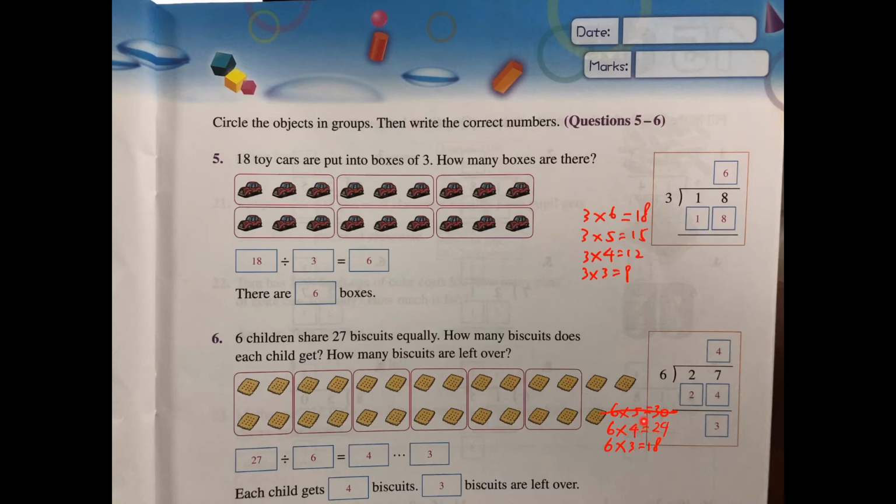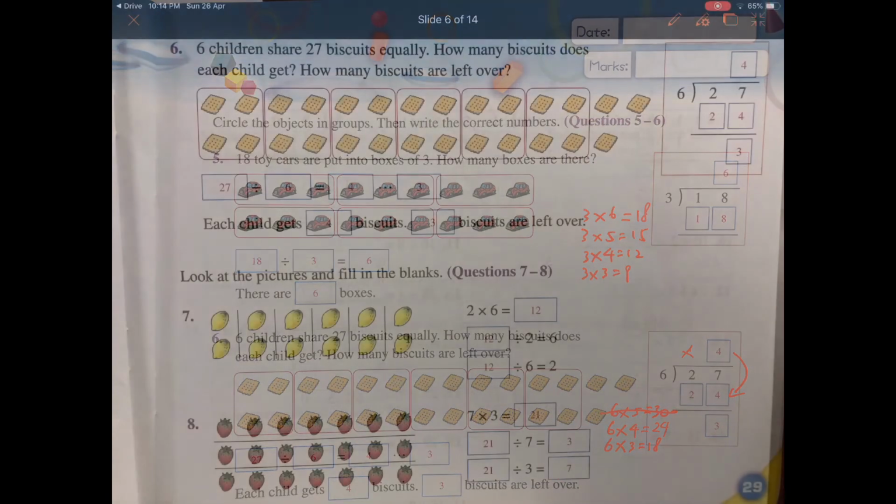So 6 times 4 equals 24, and then 27 minus 24, we have a 3. So 4 is our answer, and we have a remainder 3. So each child gets 4 biscuits and 3 biscuits are left over.